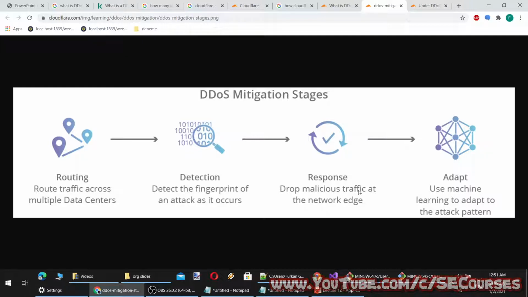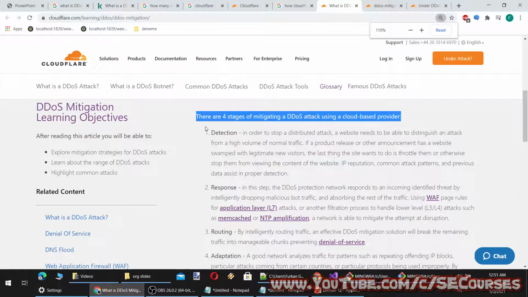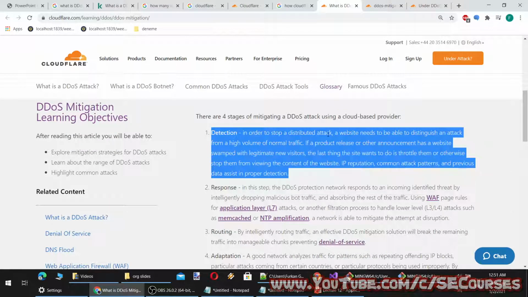This is important. If you can drop the malicious traffic at the network edge, then your system resources wouldn't be getting used. Use machine learning to adapt to the attack pattern. Okay, let's see. There are 4 stages of mitigating a DDoS attack using a cloud-based provider.